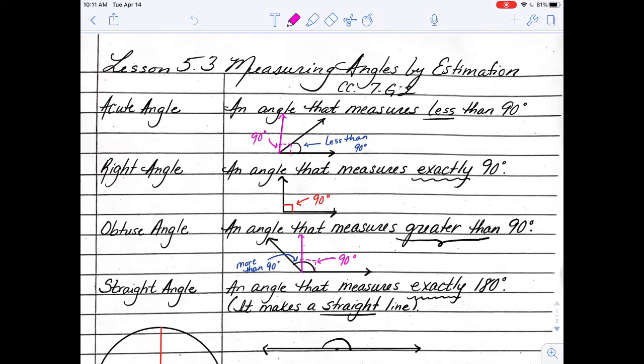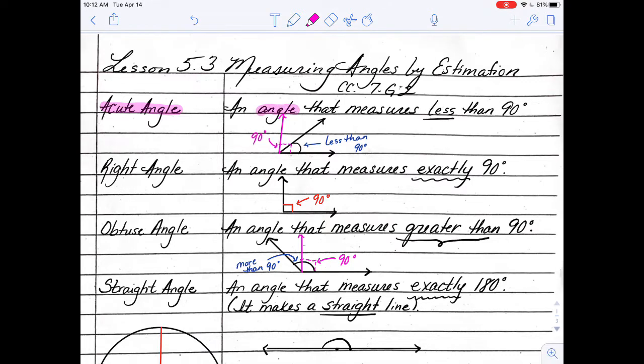Okay, guys, we're talking about our lesson 5-3, measuring angles by estimation today, and reviewing some of the words that we've used before and adding on a few others. So let's look at that vocabulary first. That acute angle. Again, remember we talked about acute being less than 90, cute little things.